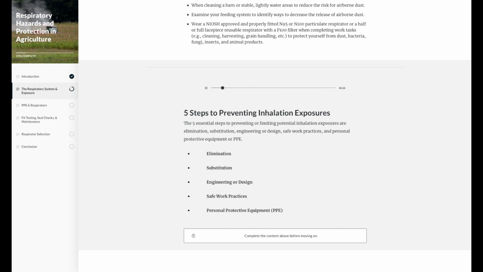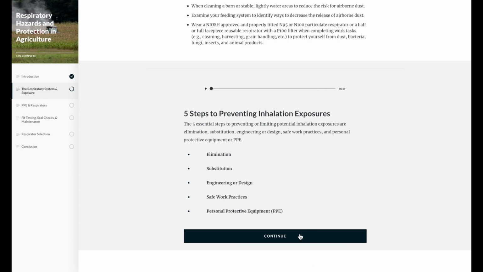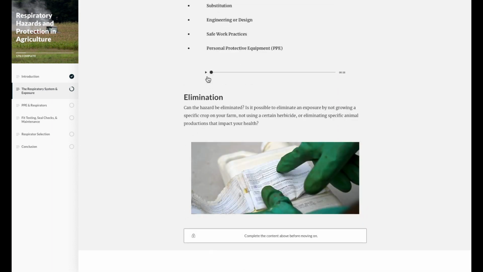The 5 essential steps to preventing or limiting potential inhalation exposures are elimination, substitution, engineering or design, safe work practices, and personal protective equipment, or PPE. Can the hazard be eliminated? Is it possible to eliminate an exposure by not growing a specific crop on your farm, not using a certain herbicide, or eliminating specific animal productions that impact your health?